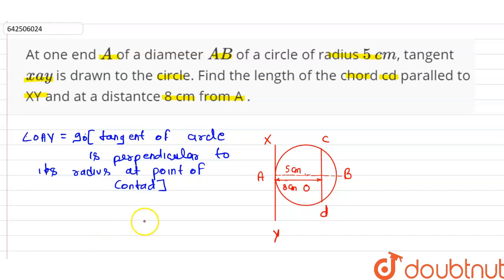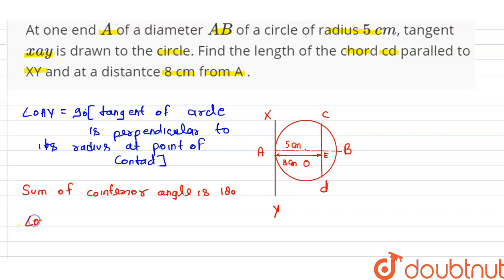And here we also know another property, that angle OAY plus angle OED. Let's suppose this point is E, and angle OAY plus angle OED will be equal to 180, because these are co-interior angles. So the sum of co-interior angles is equal to 180 degrees. Write down this property, that the sum of co-interior angles is 180. So we can write it as angle OAY plus angle OED equal to 180.